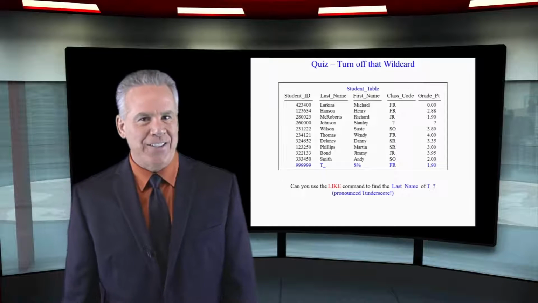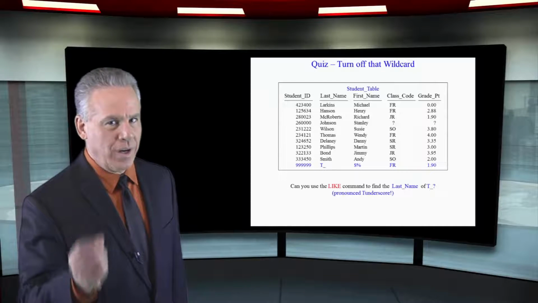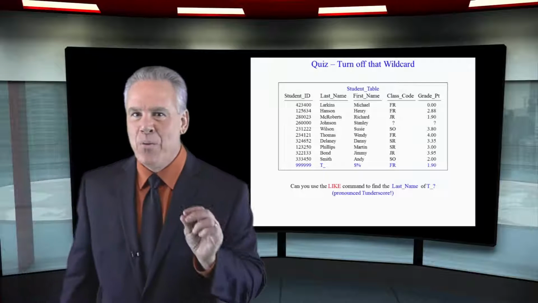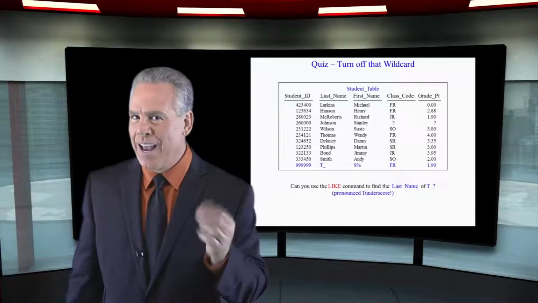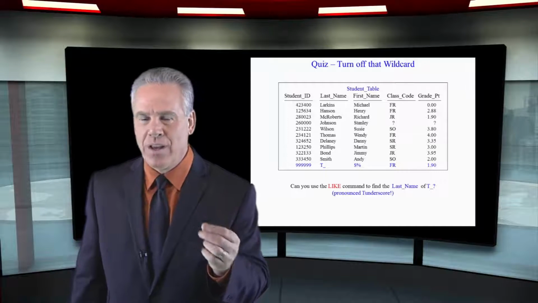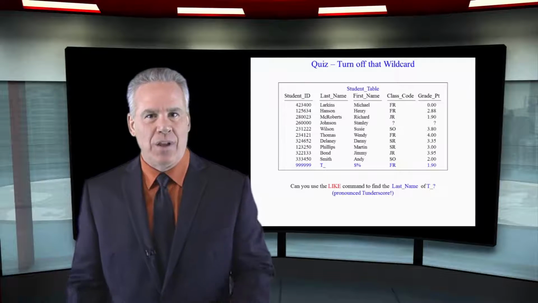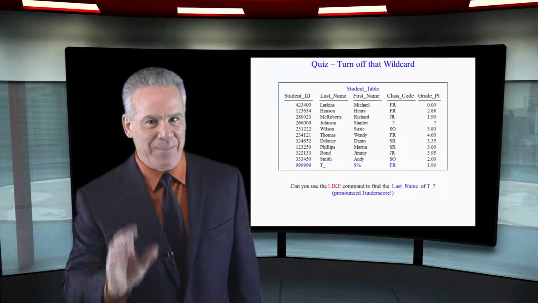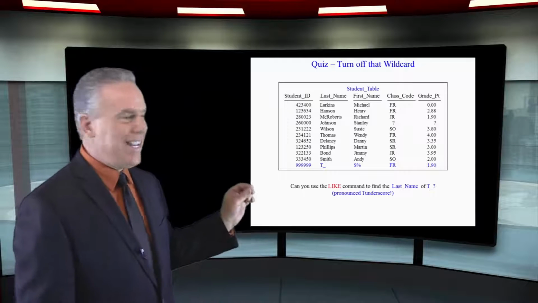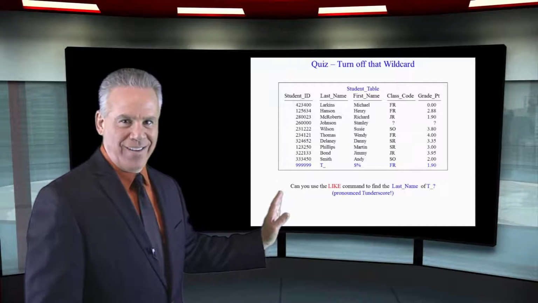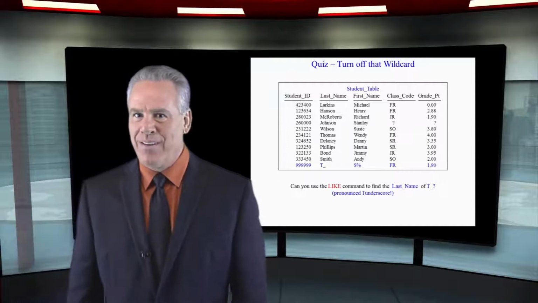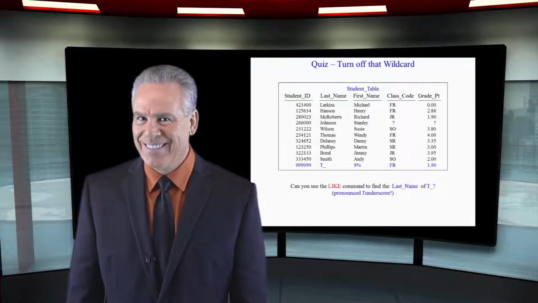Now notice our last name, T underscore, pronounced T underscore. I want you to do a very tricky assignment. I got a couple tricks in here for you. Show me anybody whose last name is T underscore. And remember, it's character data.